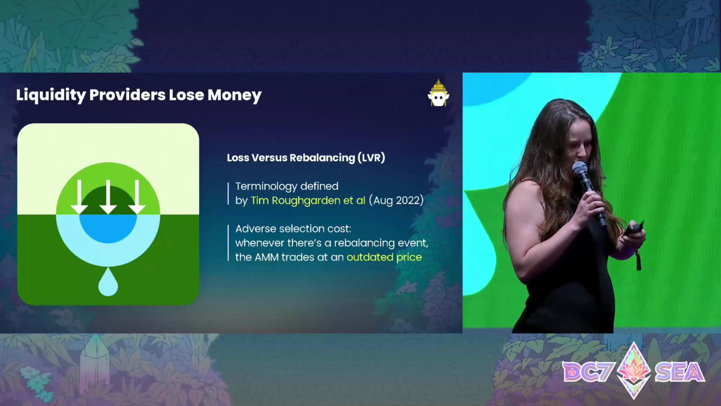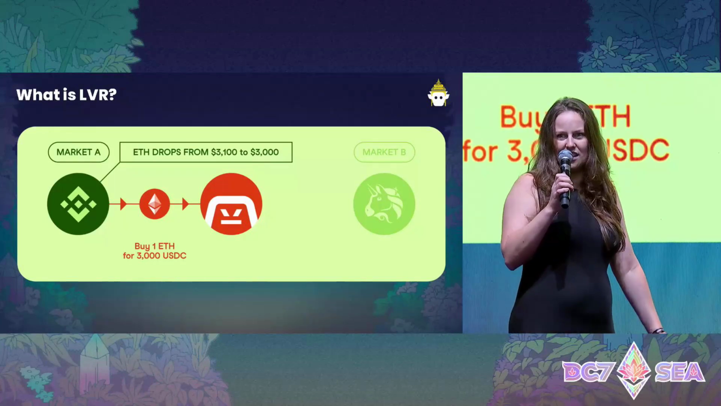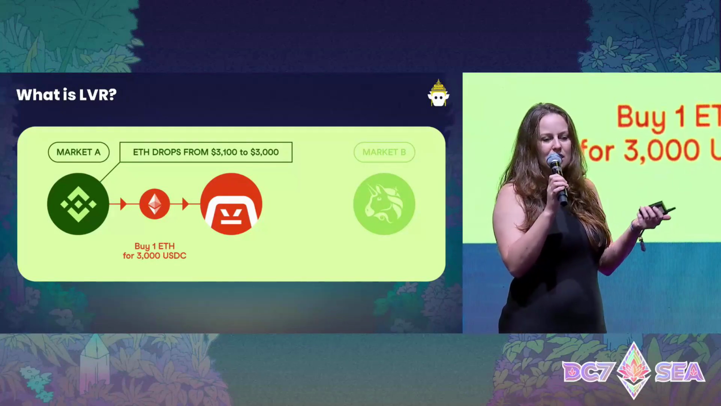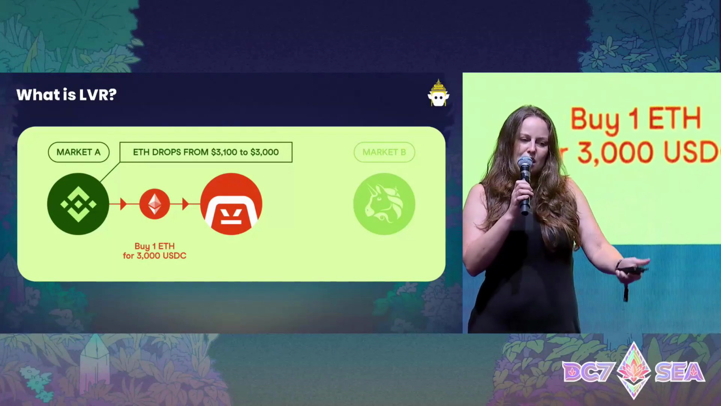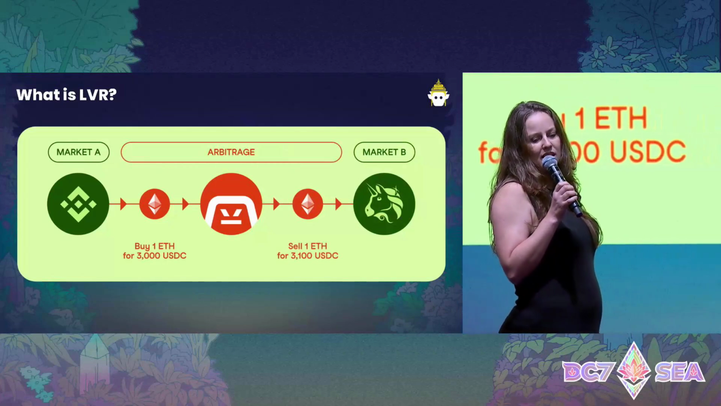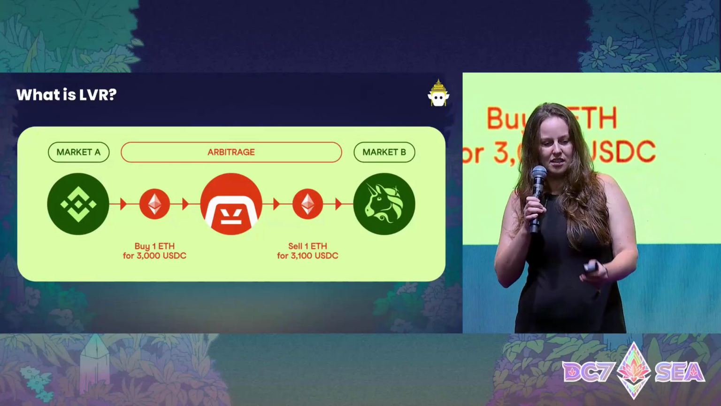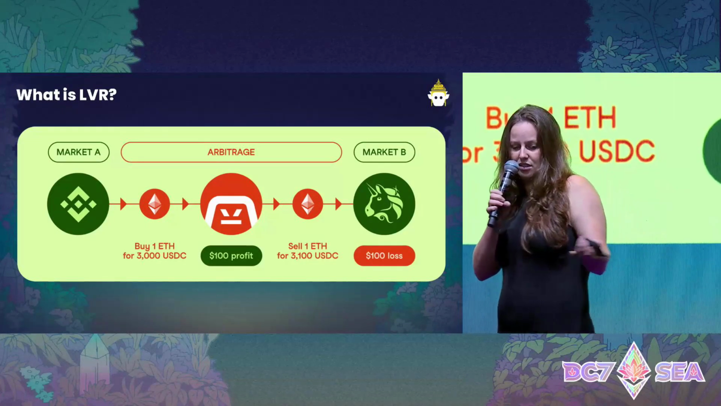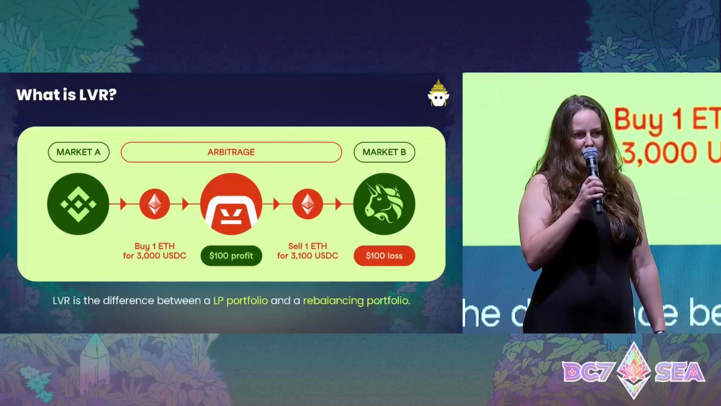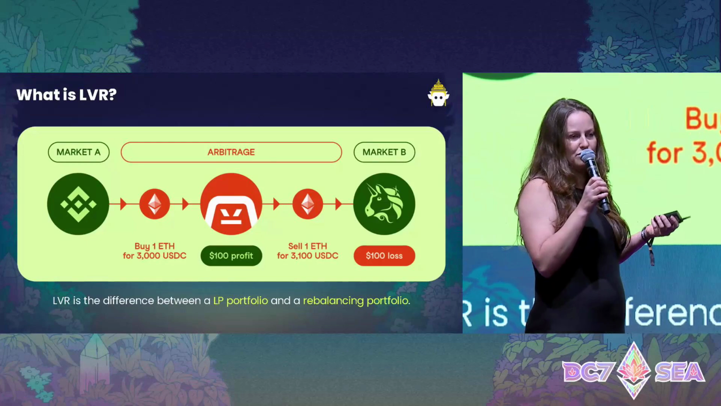And to describe it with the help of an example, today most of the price finding, unfortunately, is still taking place on centralized exchanges. So if you see that the ETH price is dropping from $3,100 to $3,000, then you can now go to Binance and buy 1 ETH for $3,000. On Uniswap, the pool will still show you the outdated price. So you can sell your 1 ETH for $3,100. So the arbitrageur is making a $100 profit, and then the liquidity providers on Uniswap, they sell at a loss. You can measure this loss by looking at how your liquidity position is performing compared to a rebalancing portfolio.